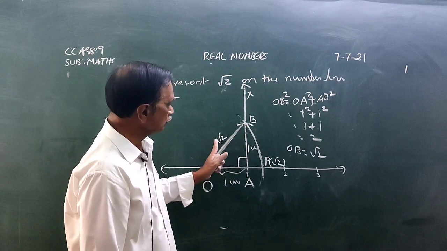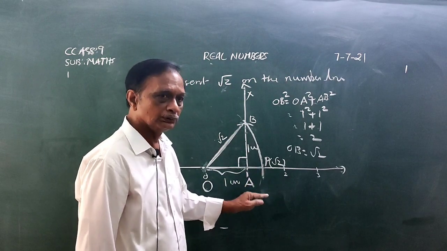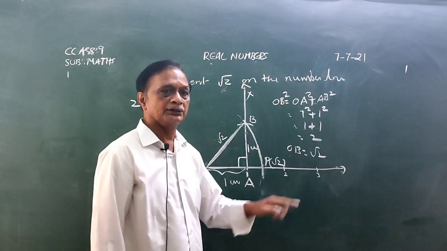What is the length of OB? Root 2. Therefore, the length of OP is also root 2. So, P represents root 2 on the number line.